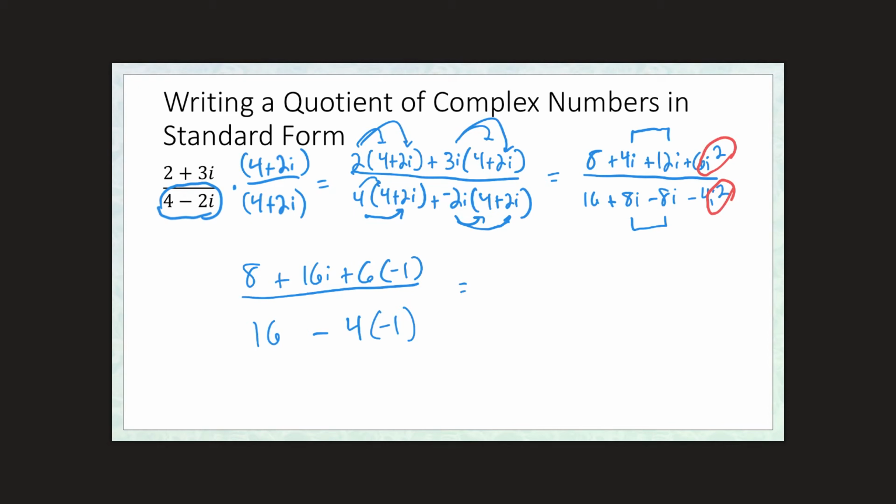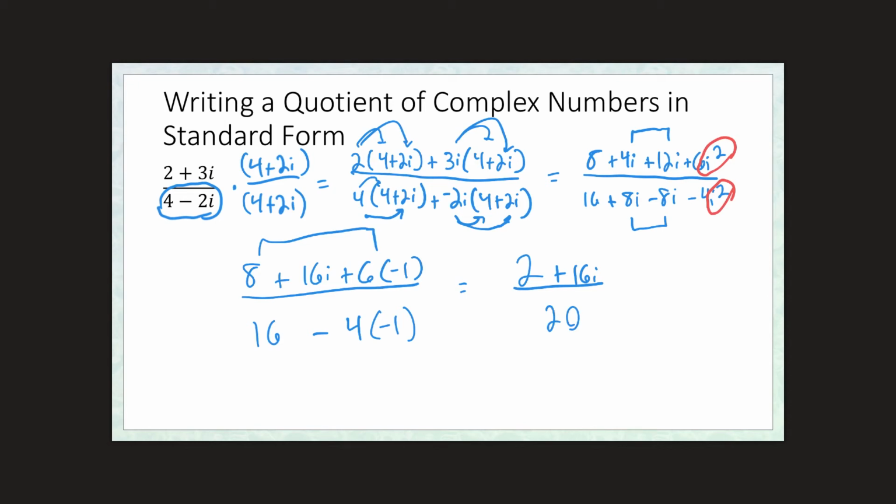Okay, 6 times negative 1 is negative 6, and negative 6 plus 8 is 2. We can combine those like terms. 2 plus 16i over 16 minus 4 times negative 1. So 16 plus 4, which is 20.